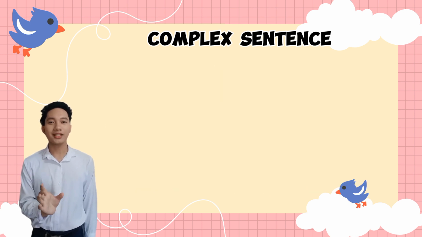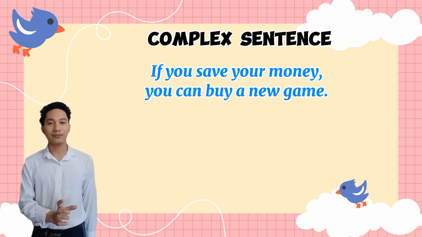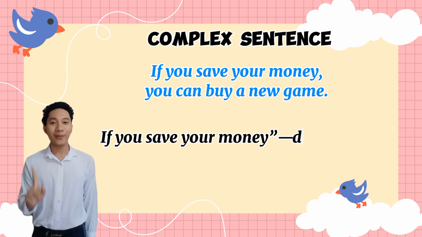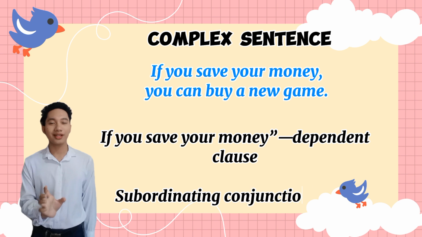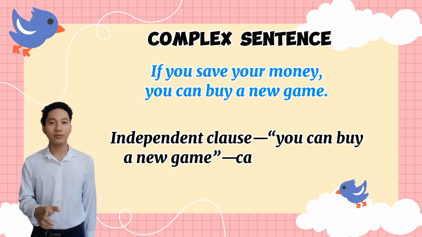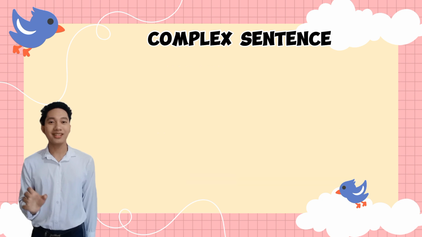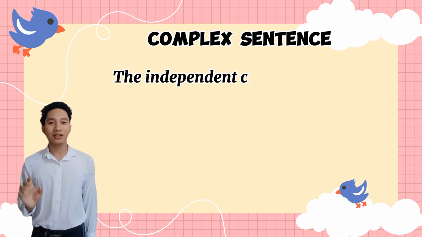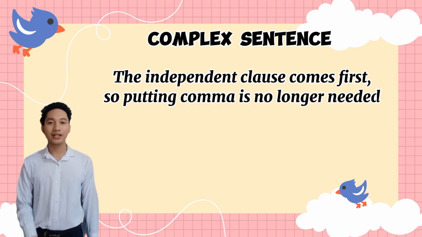Another example is: If you save your money, you can buy a new game. If you save your money here is the dependent clause introduced by the subordinating conjunction if. So the independent clause here is you can buy a new game, which can stand alone as a sentence. In this next example, the independent clause comes first, so putting a comma is no longer needed.